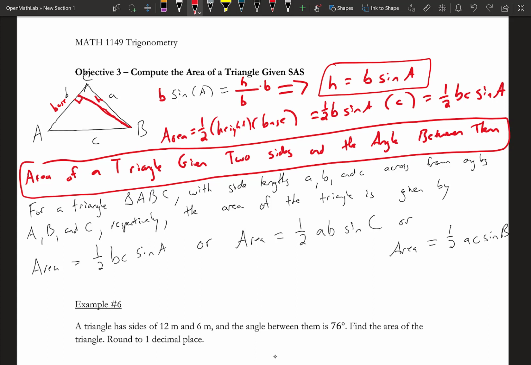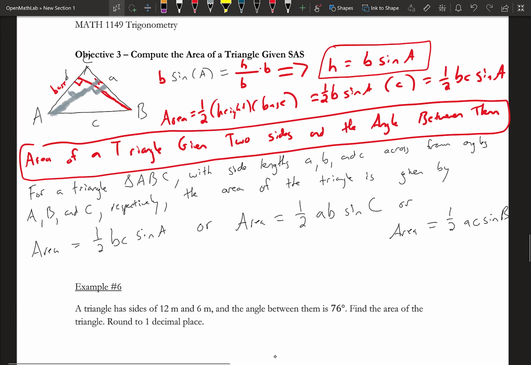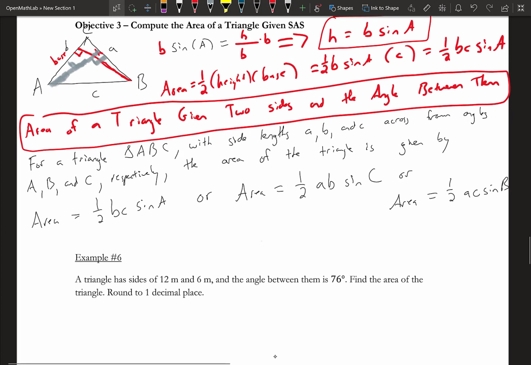And then to get the other one, if you wanted A to be the height, you would come in and this would now be my height, and so forth. So you can get the other equations just by changing what your base is and drawing your height appropriately, just like the work we did before.